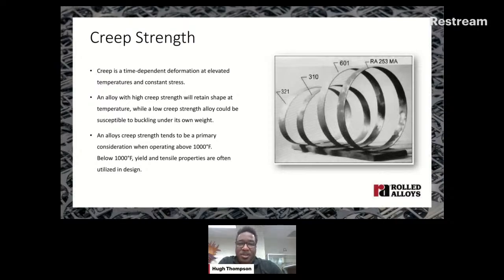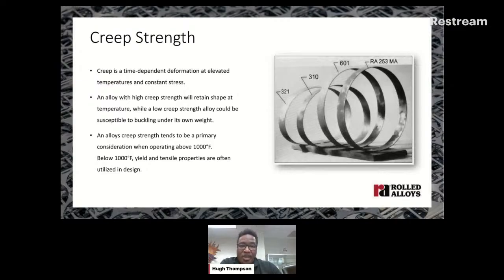The next factor to consider when designing for high temperature applications is going to be creep strength. Creep is a time-dependent deformation at elevated temperatures and constant stress. As you can see in the picture to the right, 321, 310, and 601 and Ra253 were tested at elevated temperatures for an extended amount of time. 321 and 310 have buckled under the pressure of their own weight, while 601 and Ra253MA have maintained their shape through the duration of the testing.